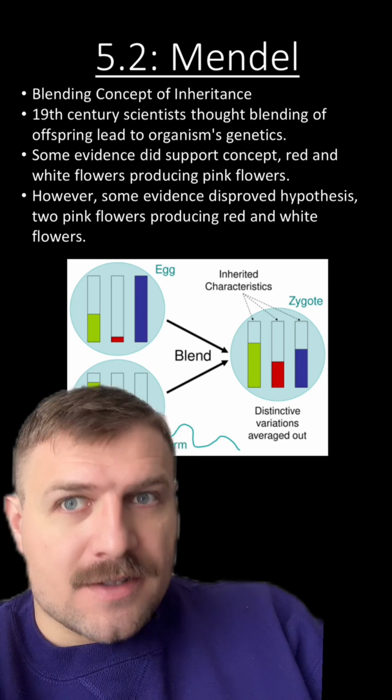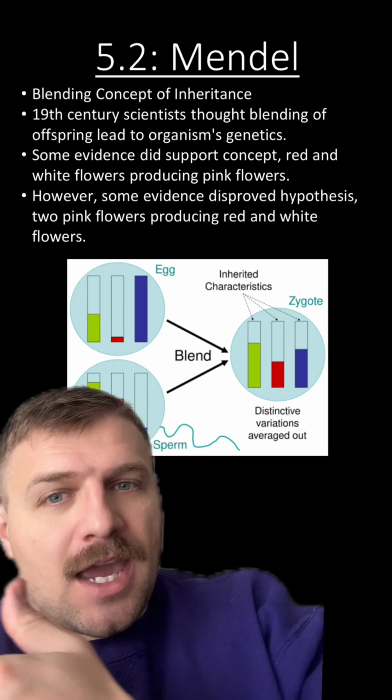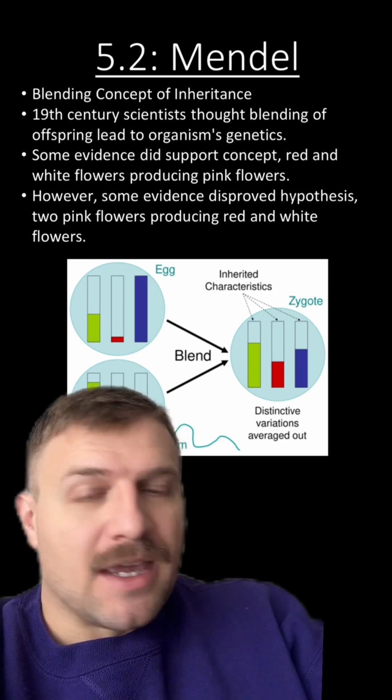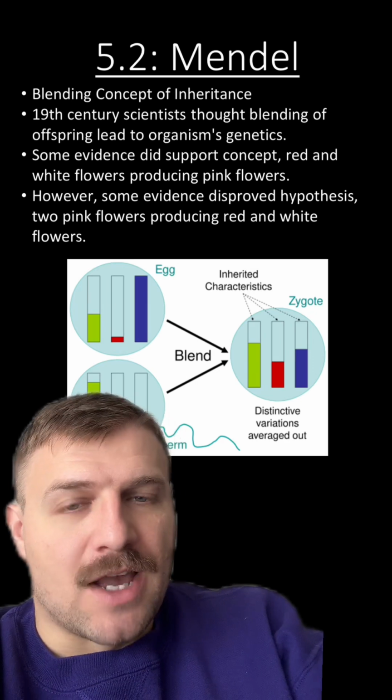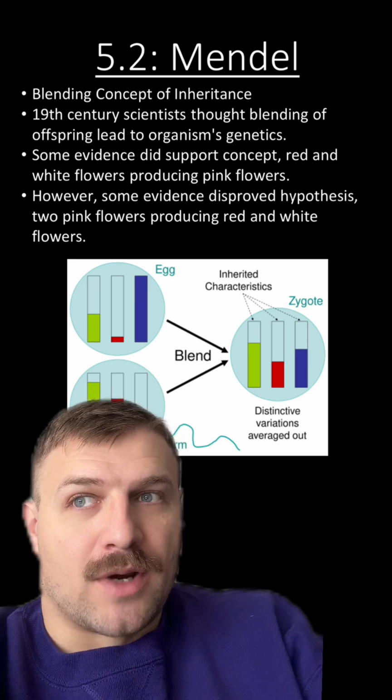Now, there was some evidence that supported this. Sometimes a red and white flower produced a pink flower. However, there was also some evidence that disproved this. Sometimes there were two pink flowers that were crossed and they got red and white flowers.